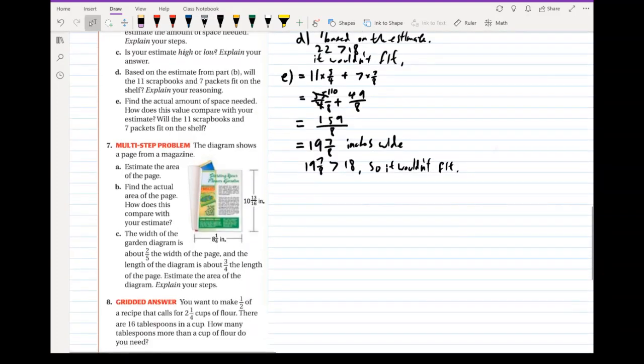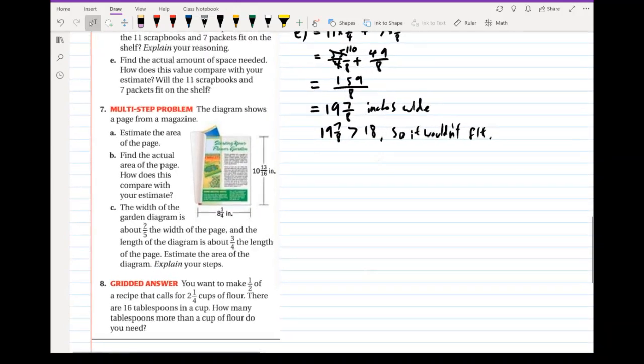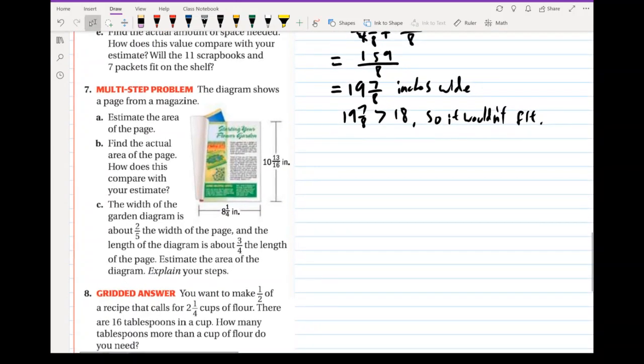Question 7. The diagram shows a page from a magazine. Estimate the area first. So for question 7a, we want to do 10 and 13 over 16 times 8 and 1/4. Now this is not whole number times fraction. This is fraction times fraction.